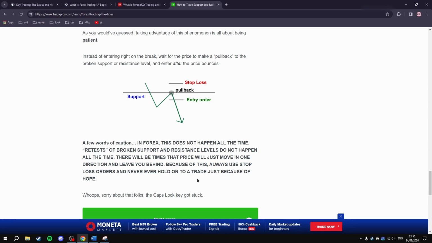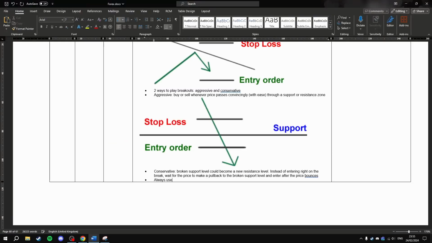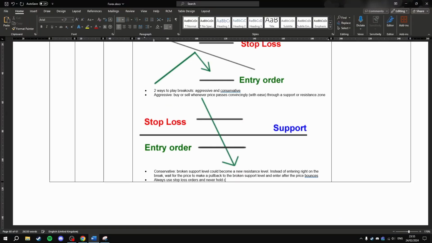Retest. There will be times that price will just move in one direction and leave you behind. Always use stop loss orders and never ever hold onto a trade just because of hope.